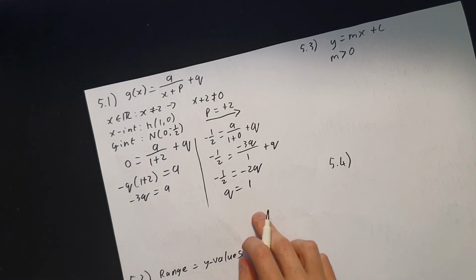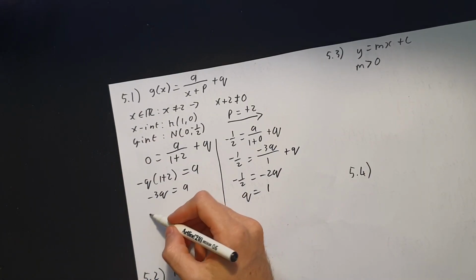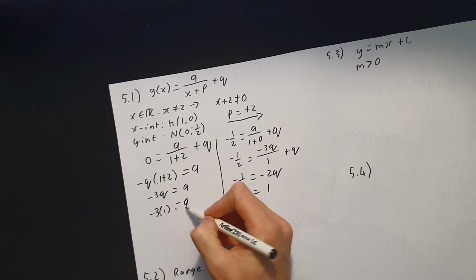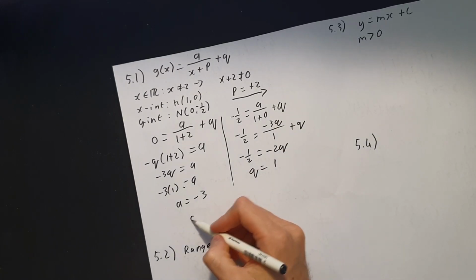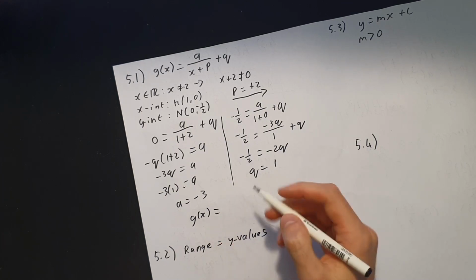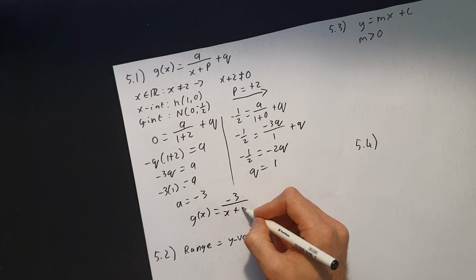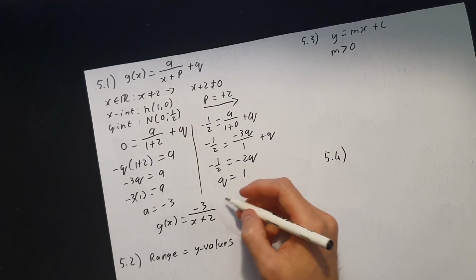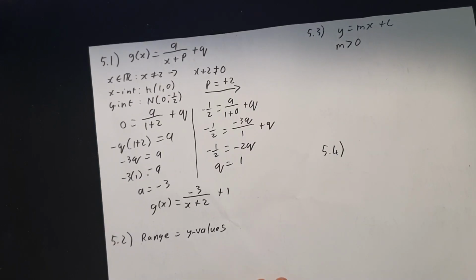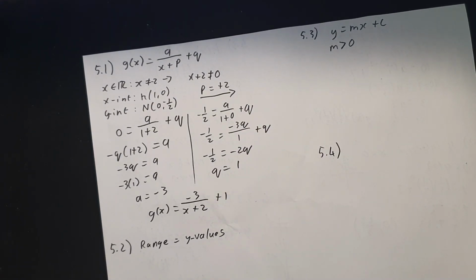Now that we have q equal to 1, we can substitute it back in and solve for a. Negative 3 times 1 equals a, so a equals negative 3. Therefore g of x is given as negative 3 over x plus 2, plus 1. That's p's value, and then plus 1 for q. So p and q give you your asymptotes.